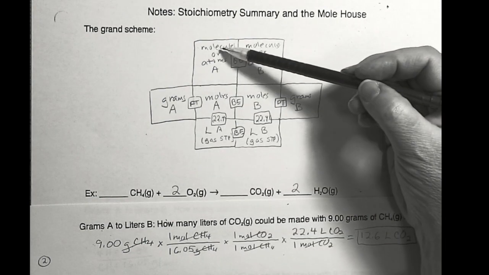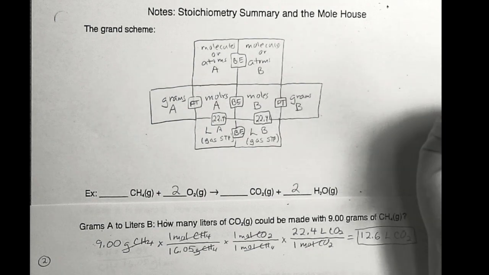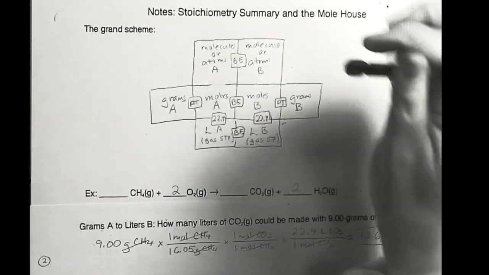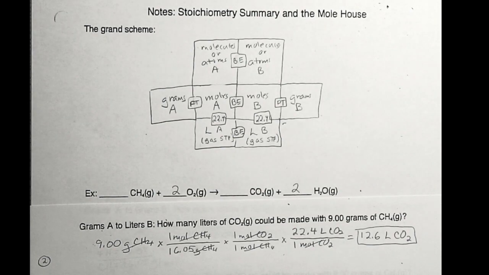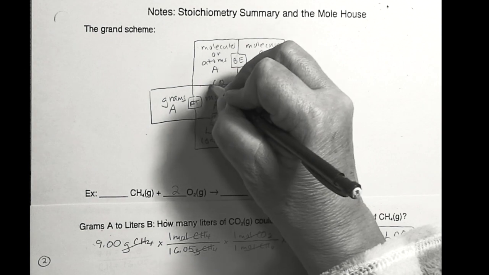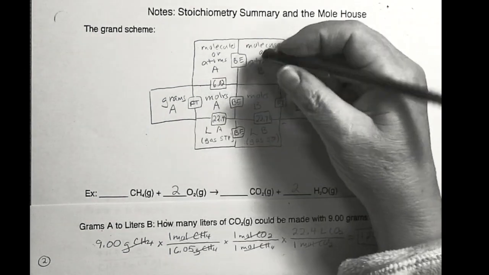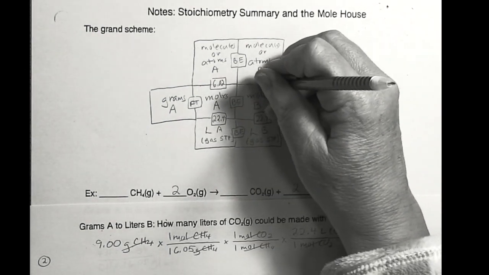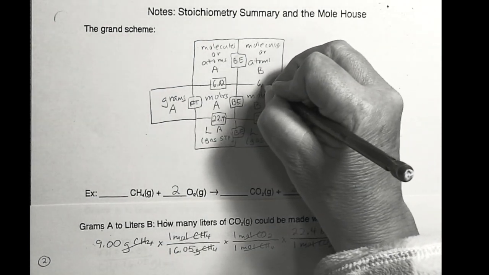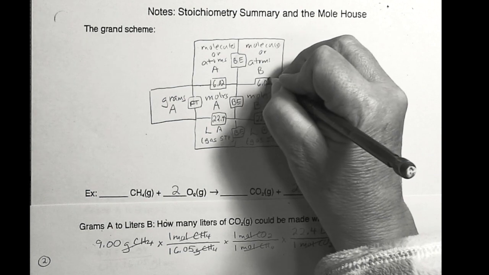But I can also go from molecules of something to moles of that by using the fact that 1 mole is 6.02 times 10 to the 23rd molecules or atoms. So I'm going to say 6.02 as the door here, meaning 6.02 times 10 to the 23rd. But that's a lot to write for 1 door, so we're sort of shortening that.